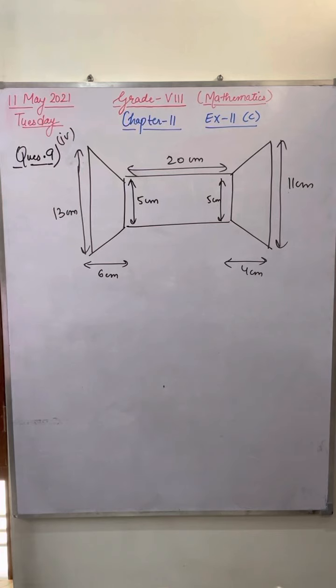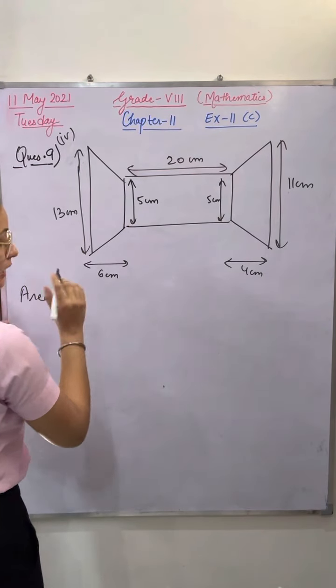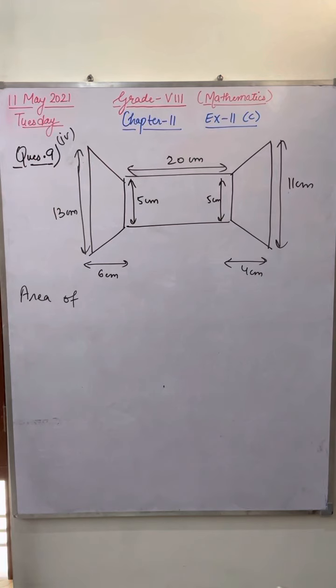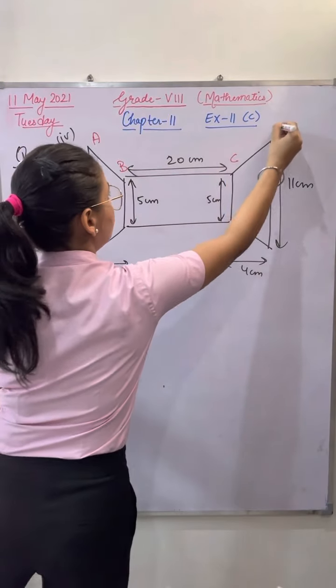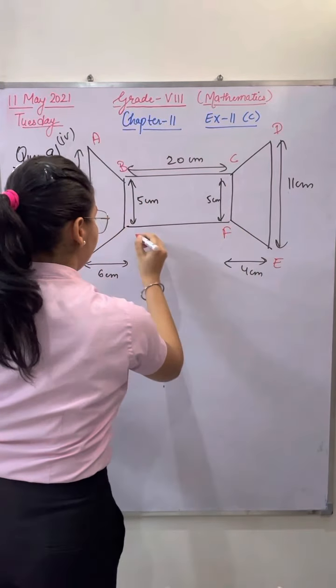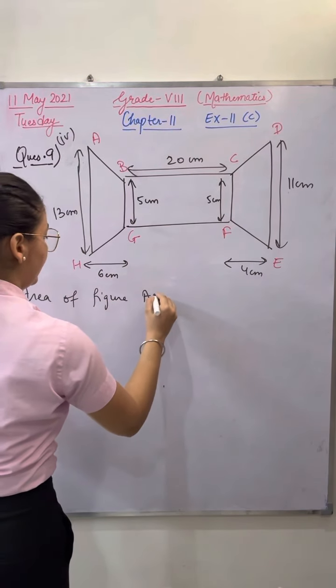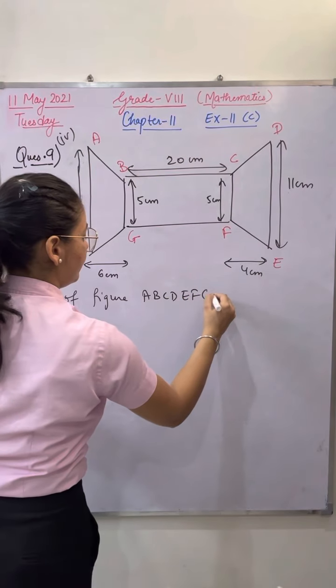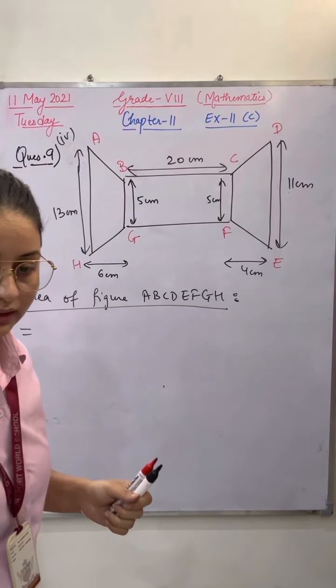Time is about to be over. I'm going to unmute some students. I just want to ask in how many parts I can split the shape. Let me write the naming also. You can give any name but give it in a sequence: A, B, C, D, E, F, G, H. So area of figure ABCDEFGH. How can I take out the area?